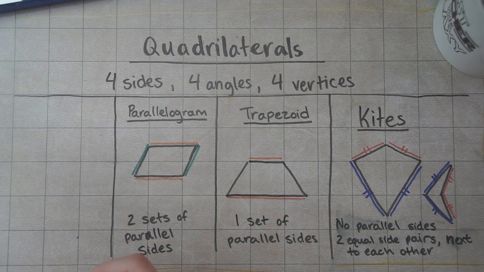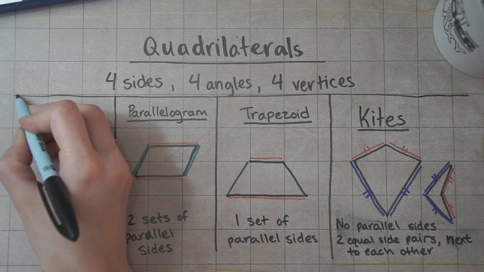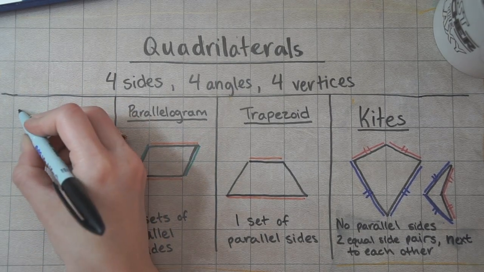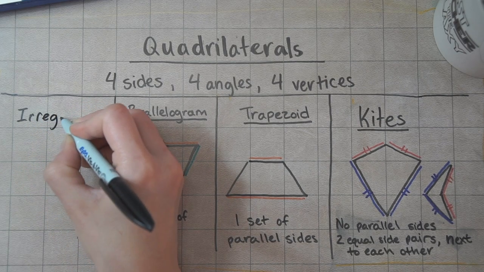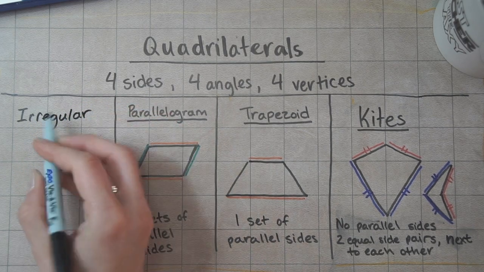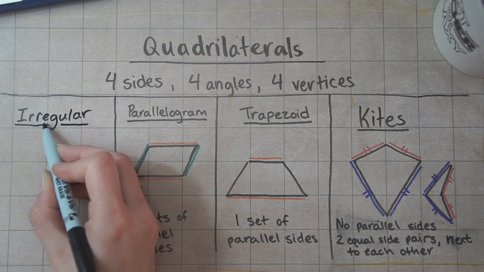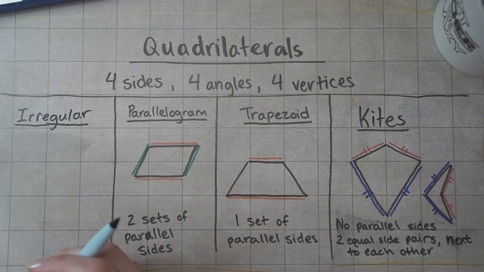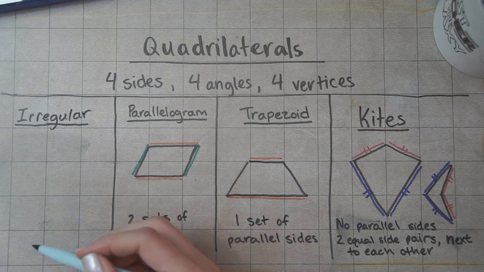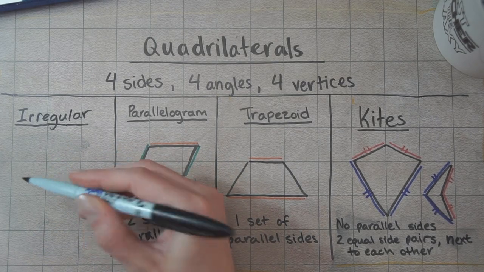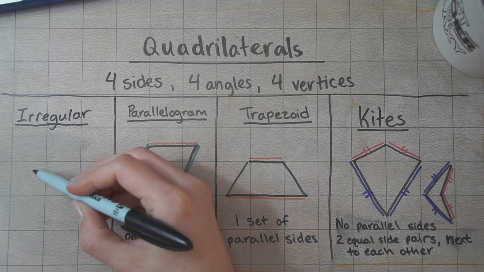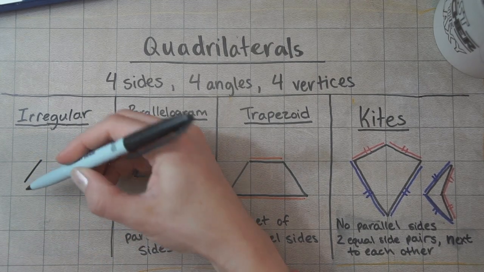The last group of quadrilaterals don't fit into any of the groups. We're going to call them irregular, because they don't follow any of these regular rules. So this would be where you'd see the quadrilaterals that are just kind of lumpy and crooked and don't fit into any of the other families. Maybe something like this.